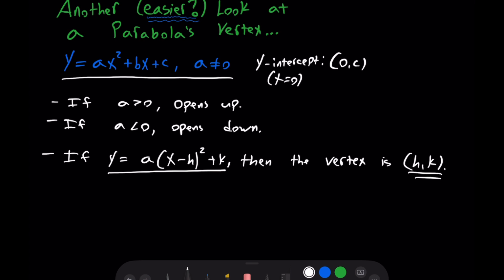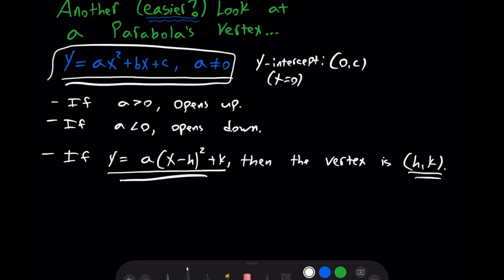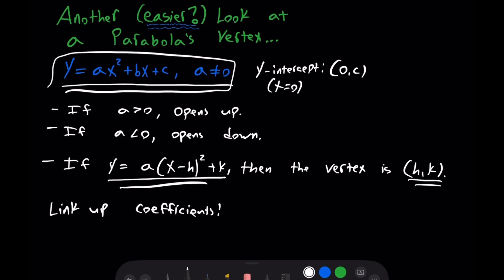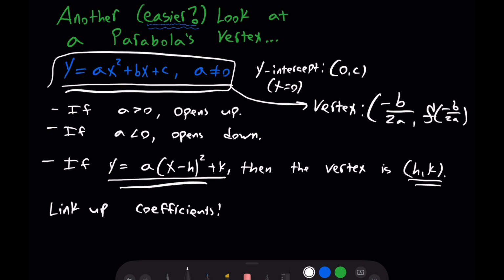But this time we're not going to take this equation here and, so to speak, transform it into this equation via completing the square. We're just going to link up the coefficients. So by linking up the coefficients, we can solve for h. And we'll find out, as any textbook would tell you, that the vertex is at negative b over 2a, comma, f of negative b over 2a.